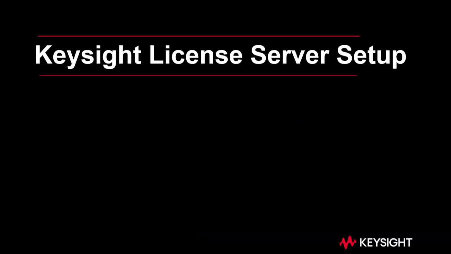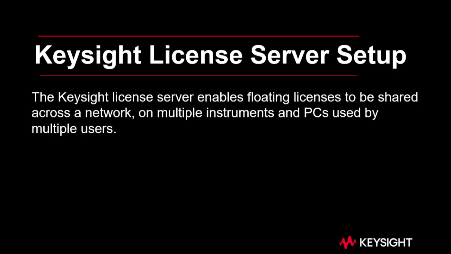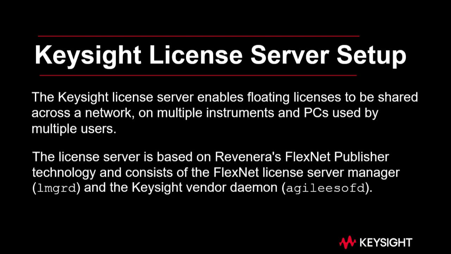This video focuses on setting up a new license server on a Linux machine. The Keysight license server enables floating licenses to be shared across a network on multiple instruments and PCs used by multiple users. The license server is based on Revenera's FlexNet Publisher technology and consists of the FlexNet License Server Manager, LMGRD, and the Keysight vendor daemon, AGLSOFTD.